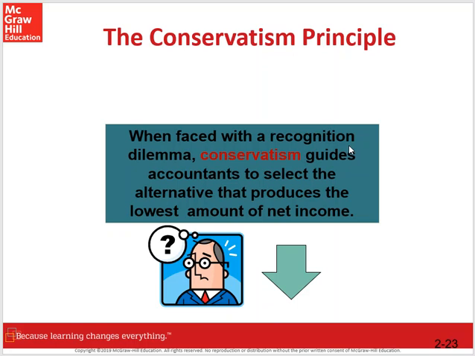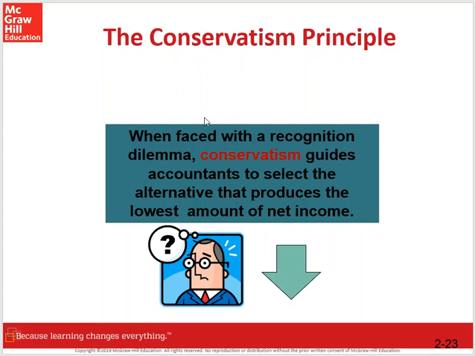Next, we have another GAAP, which is the Conservatism Principle. So one of our generally accepted accounting principles is conservatism. And let me be clear, this has nothing to do with your political views, conservatism versus liberalism, none of that. We're talking accounting only here. So conservatism is the idea that when we're faced with what we call a recognition dilemma, when we're not sure how to record something in accounting, conservatism guides us to select the alternative that results in the lowest amount of net income. And I could expand on that and say also the lowest amount of assets or the highest amount of liabilities or the highest amount of expenses.